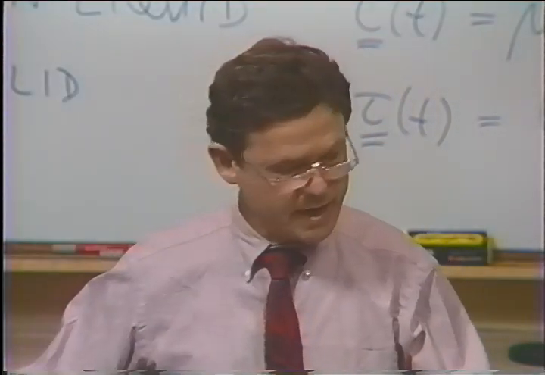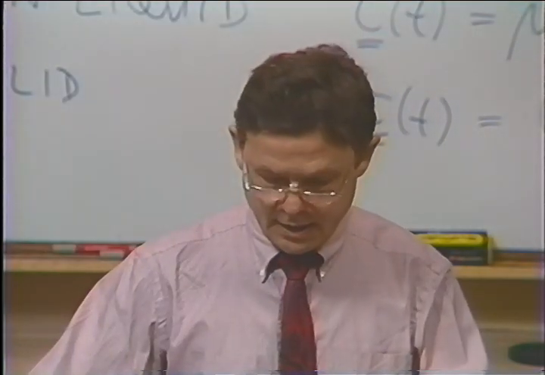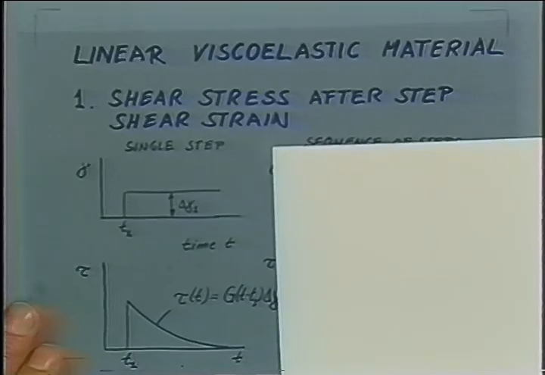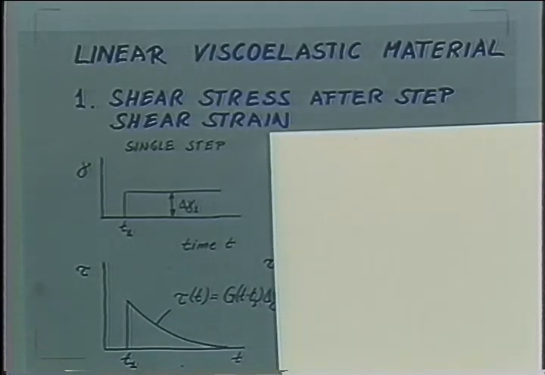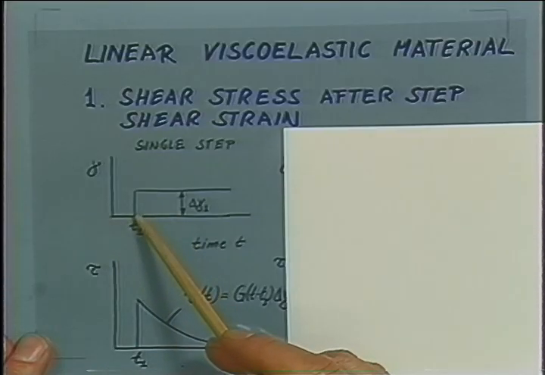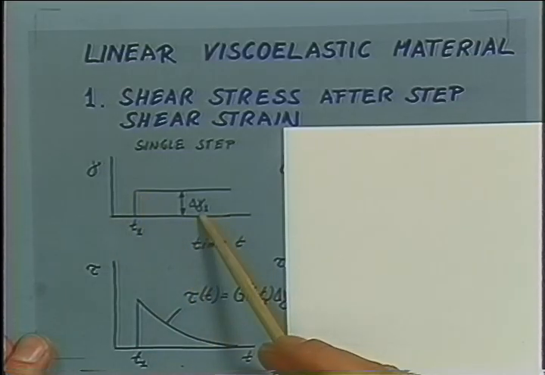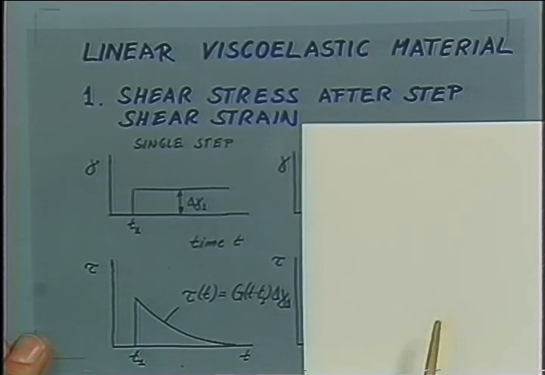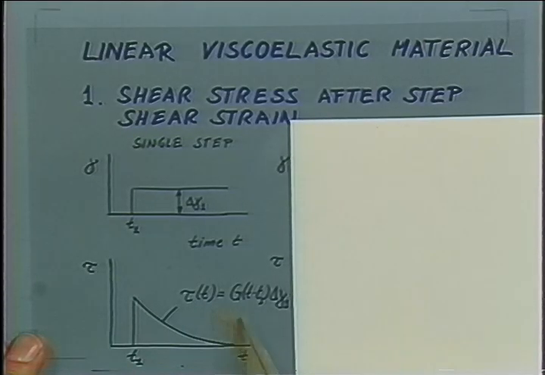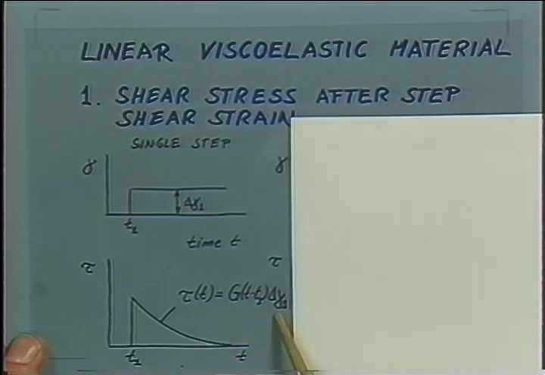So let's use that here for a moment, and let's look at the step strain. This is the information which we have available. We look at a linear viscoelastic material, and the stress after a single step deformation: the strain is 0, and then at time t1 we deform this material by delta gamma, and the response, the stress, is equal to the relaxation modulus times the strain. And the relaxation modulus is written as a function of t minus t1.